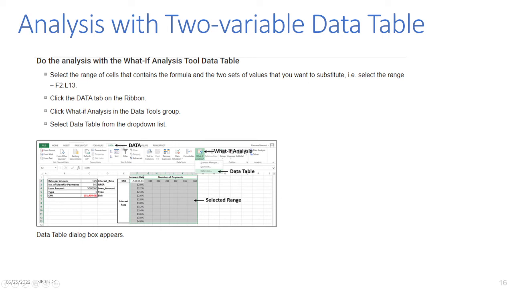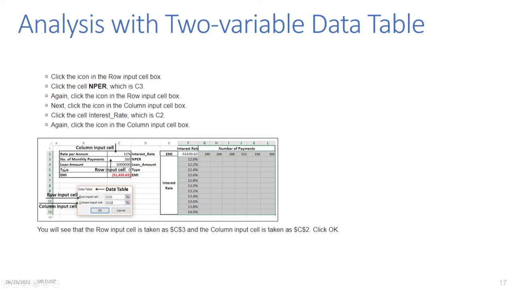So click on the Data ribbon. So here, click on the What-If Analysis in the Data Tools group, and then select Data Table. Then the Data Table dialog box appears.